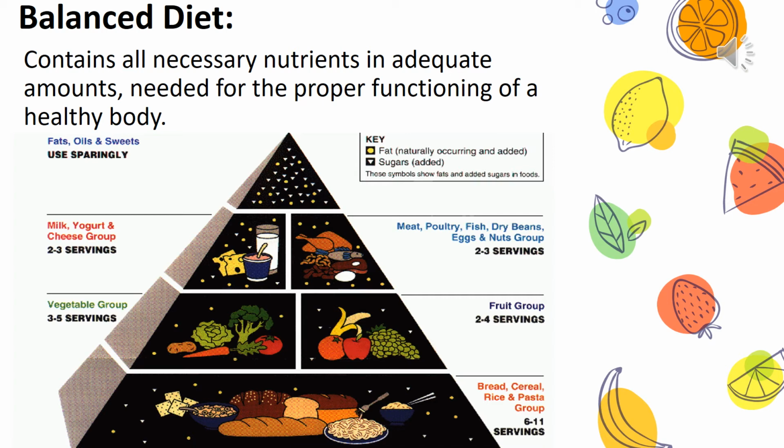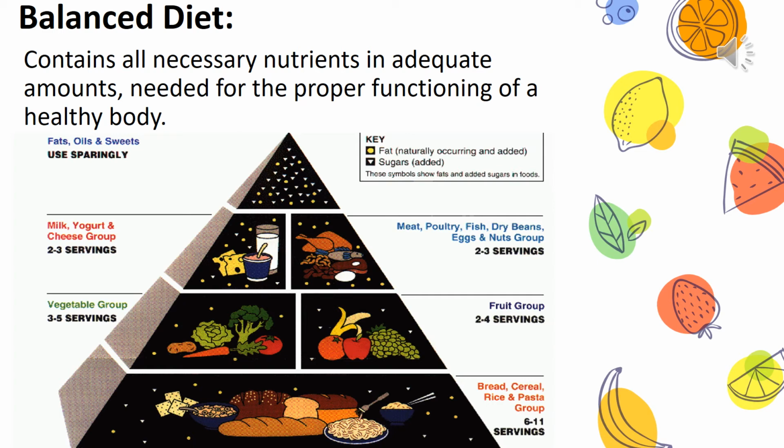Now, a balanced diet is not the same for all people. Okay, the composition of a balanced diet depends on the gender and age of the person. Again, the occupation of the person, and special needs like during pregnancy and all. Okay, so it differs from person to person.